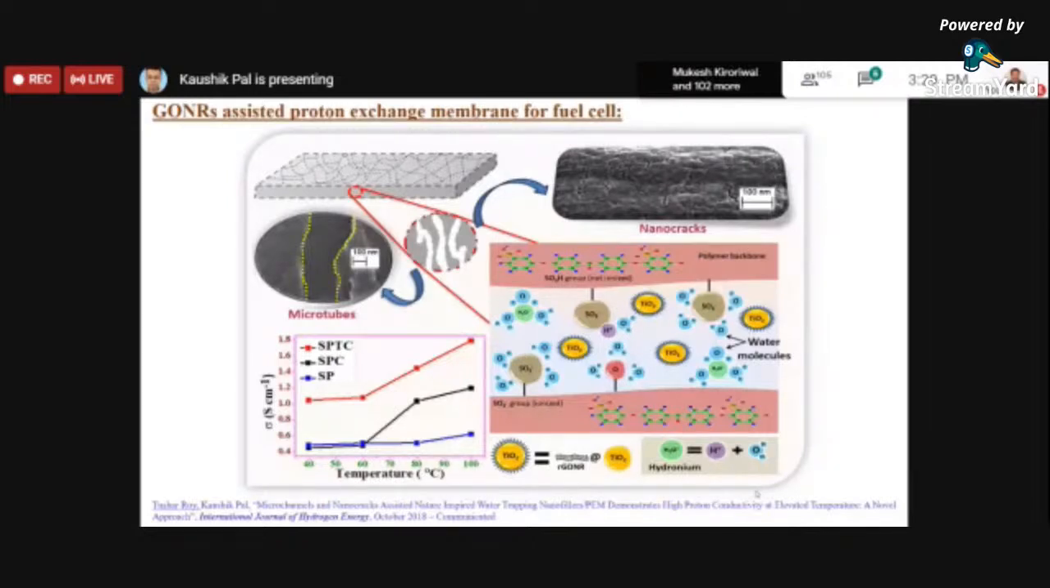Here we can see that it easily allows the hydrogen ions to go from one side to the other by a hopping mechanism, which we sometimes call the Grotthuss mechanism. So by the Grotthuss mechanism, it is allowing the system to work. And in earlier days people used Nafion, probably you have heard of it, but Nafion has some drawbacks. It can go only up to around 80 degrees centigrade because of water generation.